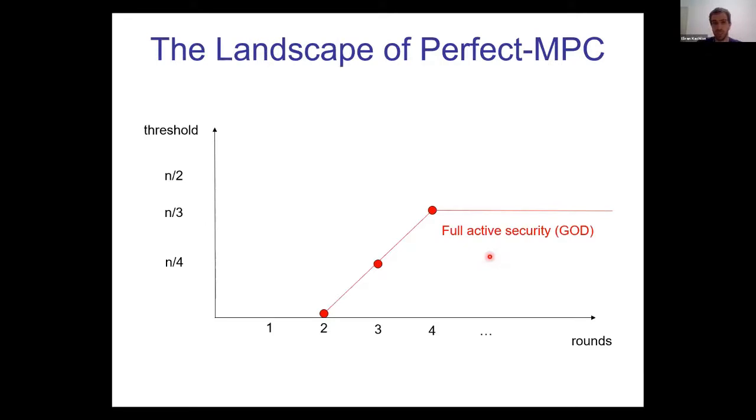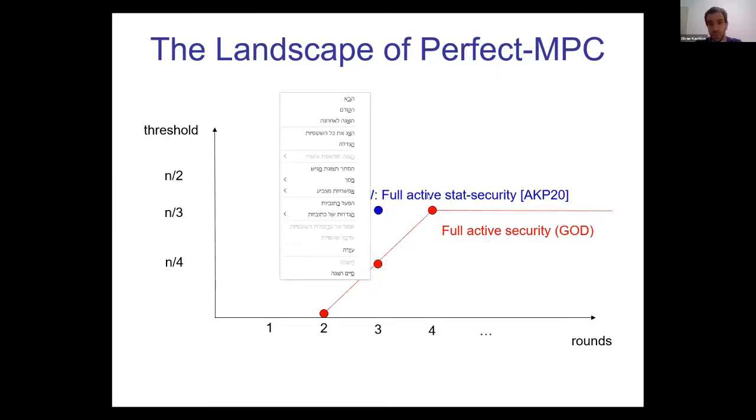And finally, let me just summarize the trade-offs between the resiliency threshold and the number of rounds with perfect security. So for full active security, we have a 2-round protocol when there is only 1 corrupt party. We have a 3-round protocol for the n over 4 threshold, then we have a 4-round protocol for the n over 3 threshold. And beyond that, it does not matter how many rounds we have, we cannot get any better threshold. And I also want to mention a new work in which we show that if we are willing to compromise on statistical security, then for the n over 3 threshold, every function can be computed in 3 rounds. And again, this is optimal.